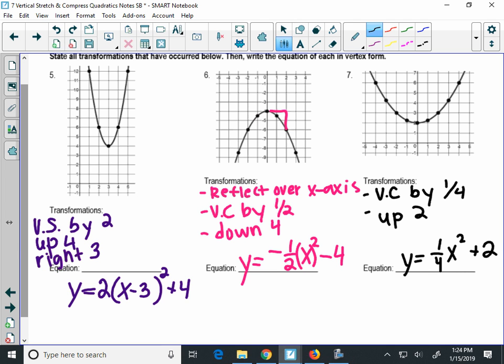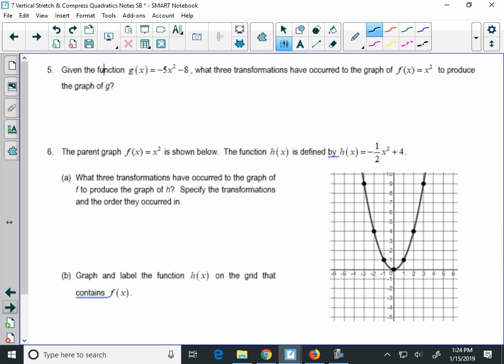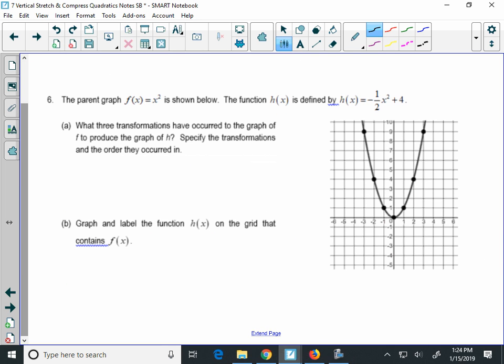Now I do want to do one problem on the practice with you. So flip over. We're done with the notes, but there's one problem. We didn't actually make a graph together today. So the first one, but we're going to do this one. Number 6. So the bottom problem on the front of your practice.